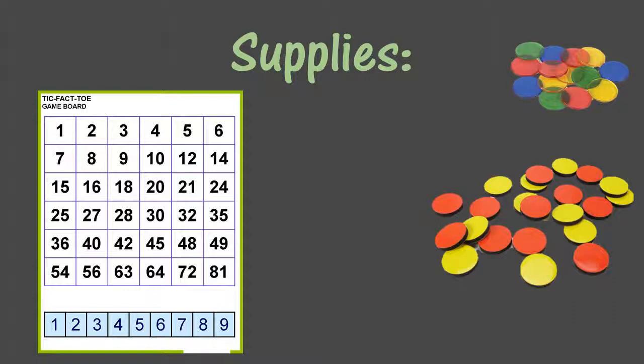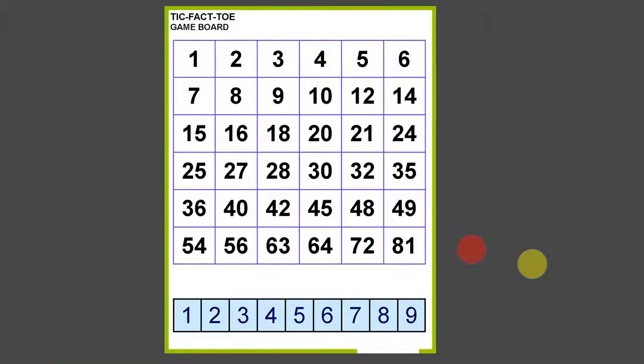The supplies for this game are a Tic-Fact-Toe game board, some bicolored counters, and some clear transparent counters. To play this game, students will start with the board in front of them. And the object of the game is that they want to create a row of four counters of their color in a row, horizontally, diagonally, or vertically. So we want the students to use the number line below them to mark two factors that will create a multiple that they'll cover on the board.